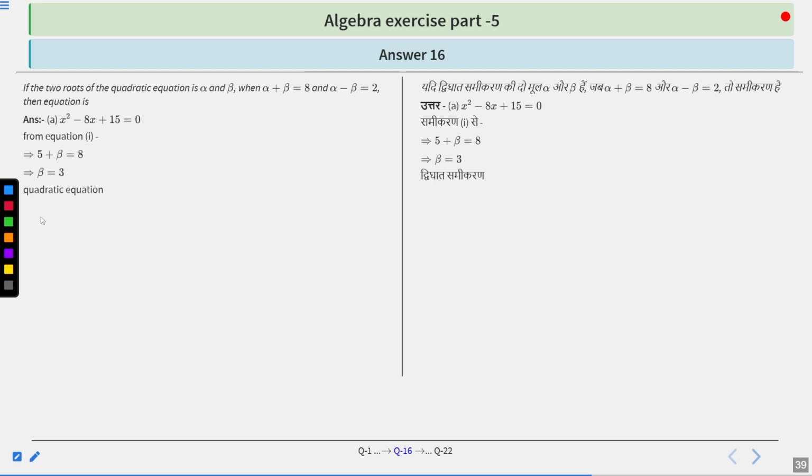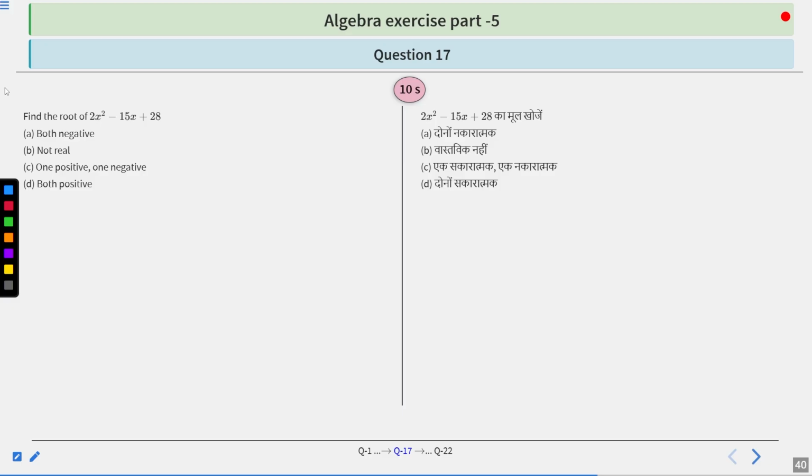Beta is 3. So the quadratic equation is x square minus alpha plus beta into x plus alpha into beta equal to 0, which is the standard quadratic equation in terms of alpha and beta. So putting the values in this equation, we get x square minus alpha plus beta is 8, so minus 8x plus alpha into beta is 3 into 5, 15. So x square minus 8x plus 15 equal to 0 is the required quadratic equation. Option number A is the correct answer.